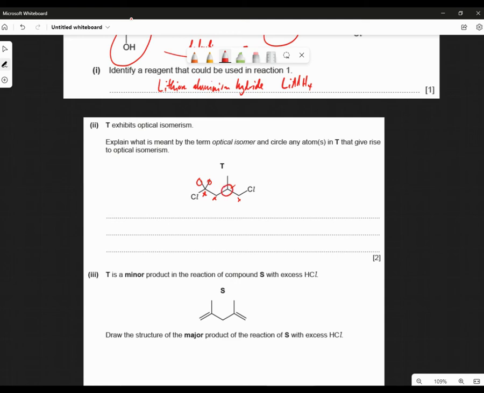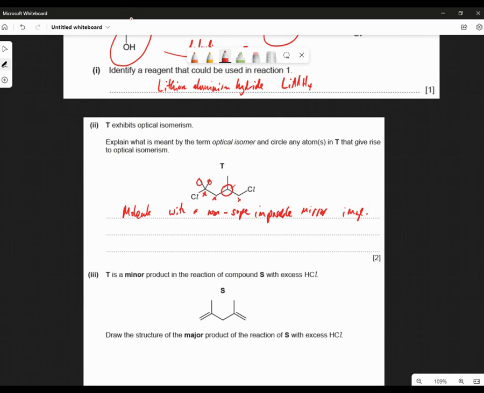Now, what is an optical isomer? You want a nice short definition of this. It's a molecule with a non-superimposable mirror image. Okay, that's a good definition of an optical isomer.